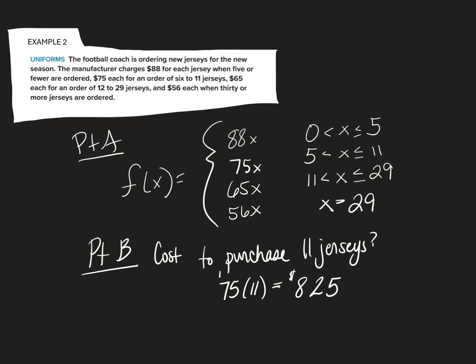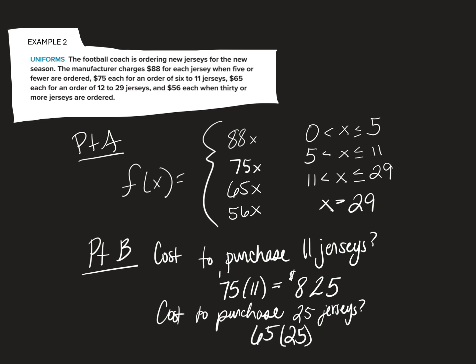And then I want to know the cost to purchase 25 jerseys. So let's figure out what piece this falls into. 25 jerseys would fall here. Greater than 11, less than or equal to 29, so it'd be 65 times 11. No, 65 times 25, sorry about that. So 65 times 25 would be $1,625.